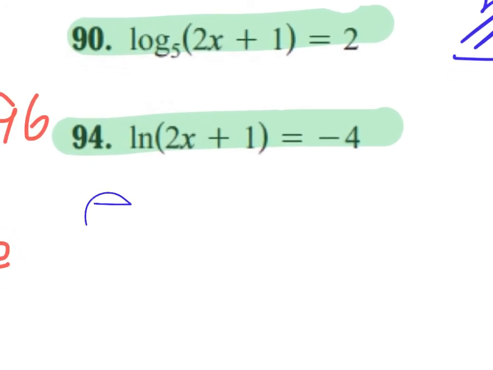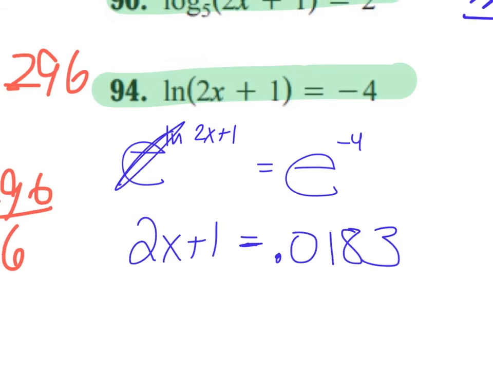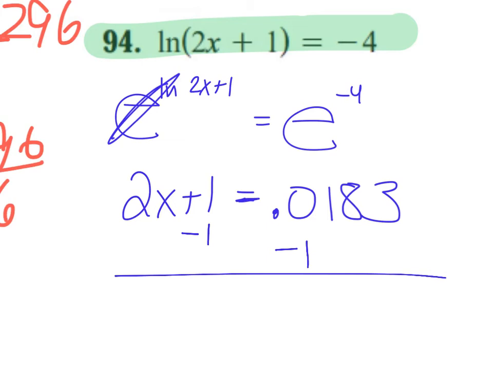E. So if I have e to the natural log of 2x plus 1, then I have e to the negative 4th power. So e and ln cancel out. I have 2x plus 1 equals, what's e to the negative 4th power, please? 0.0183, you said? Okay. So now go through the motions. Subtract 1 from both sides. So 2x equals, what's 0.0183 minus 1?